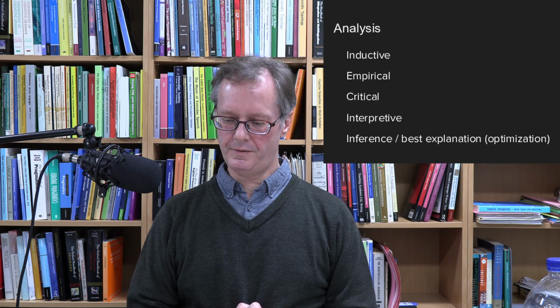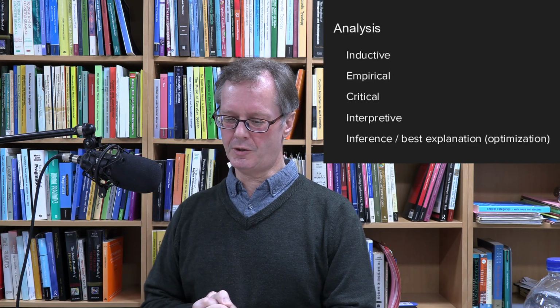So critical and interpretive kind of overlap because oftentimes you're using some particular theory in order to interpret or to critique something. So next we have inference or best explanation, or occasionally a fancy term for this is optimization logic, and there's some other terms, which don't worry about. This might be used for analyzing a complex situation where there might be several possible explanations, and you kind of look at different explanations and say, this is the best one.